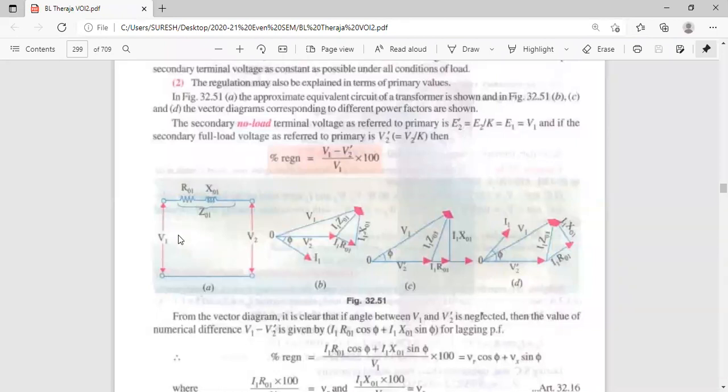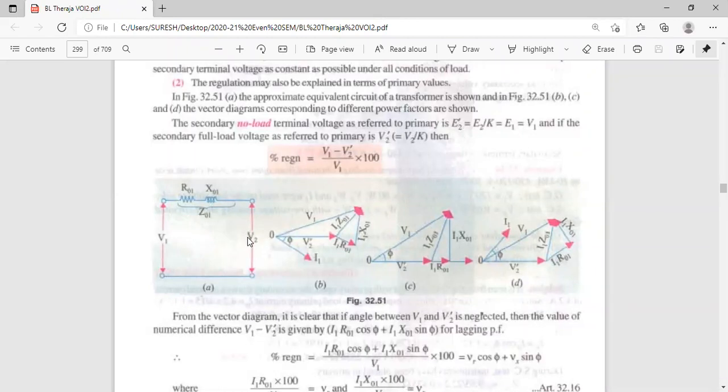Once repeat, sir. Write down the loop equation for this. Plus minus you keep here, plus minus you keep here. From minus to plus it is plus V1. Write down V1 minus I1 into Z01. I1 is the current flowing in this loop. I1 into Z01 is the voltage drop. V1 minus I1 into Z01 minus V2 is equal to 0.